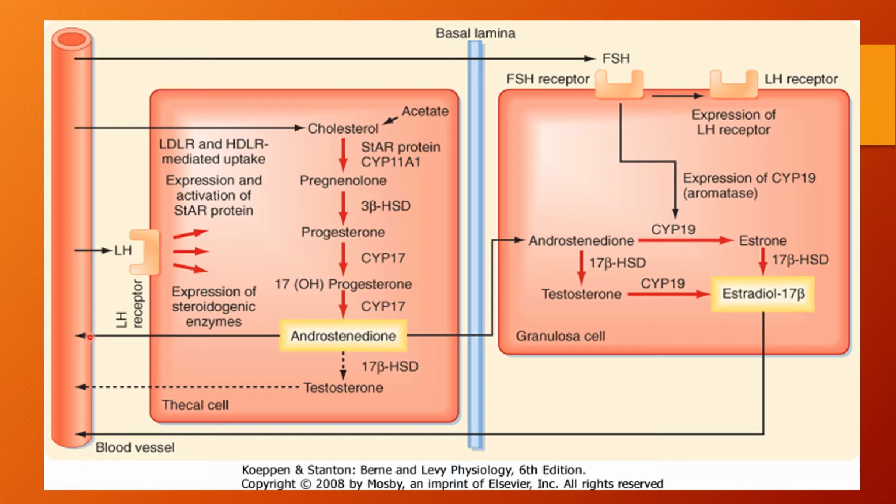It will be secreted and goes to the blood vessel, and a part of this, under the action of your 17-beta HSD, will now convert your androstenedione to your testosterone, and again it will be distributed to the blood vessel, to the systemic circulation. So this is from the theca cells, and this is through the action of your LH. And your FSH, your granulosa cells will have the receptors for your FSH.